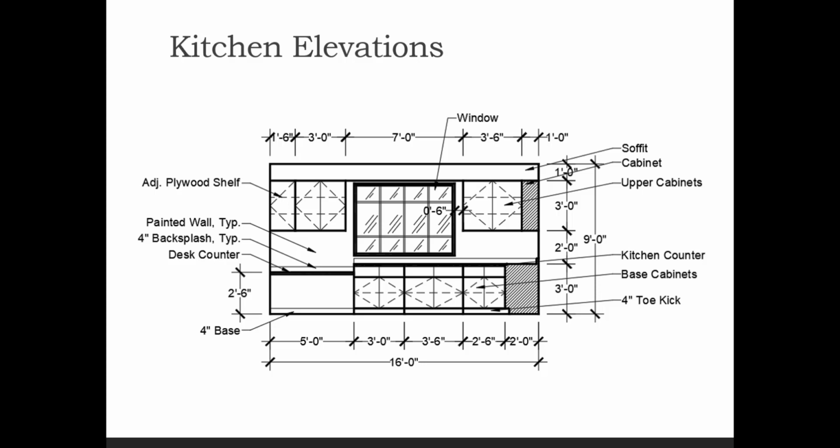Same with the heights. If the height of the cabinets are the same on the left as they are on the right, you should only need to dimension the cabinet heights on one side. If they are different heights on the left side from the right, you should dimension both sides of the elevation.